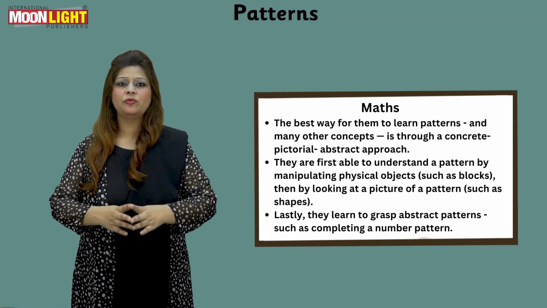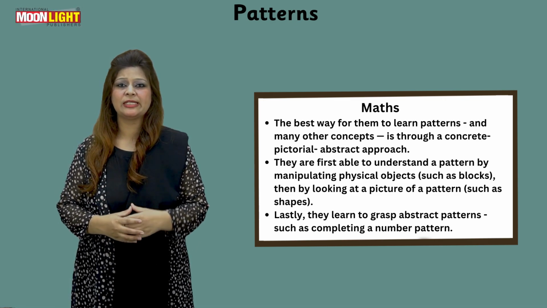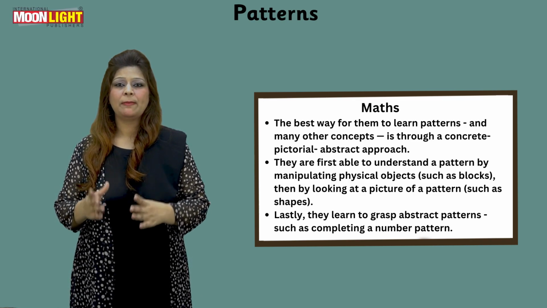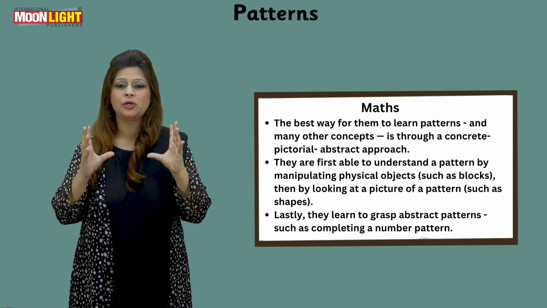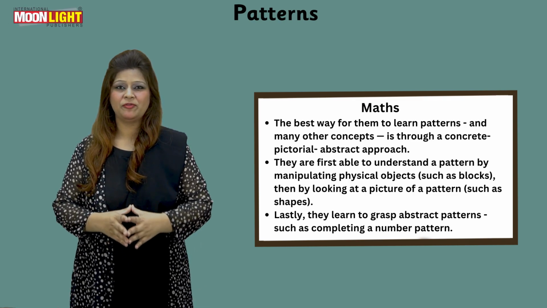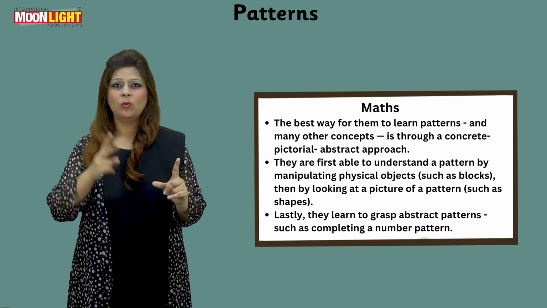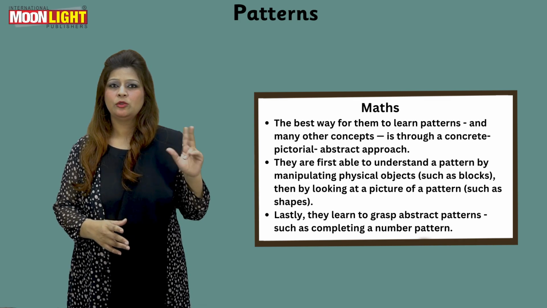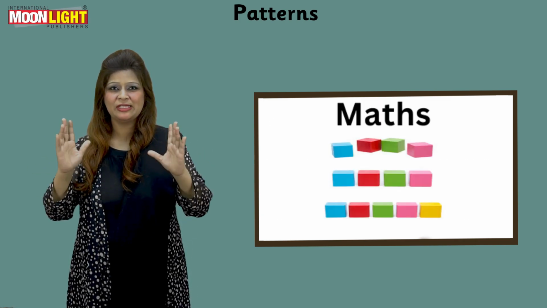So they are first going to understand a pattern by manipulating physical objects such as blocks, then by looking at a picture of a pattern such as shapes. Then lastly, they learn to grasp abstract patterns such as completing a number pattern. For example, 1, 2, 3. So they are going to repeat it: 1, 2, 3, 1, 2, 3. Or you can just change the pattern: 2, 1, 5, 2, 1, 5, 2, 1, 5, in the same way.